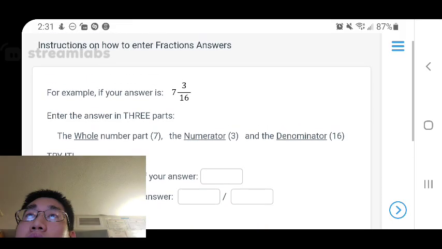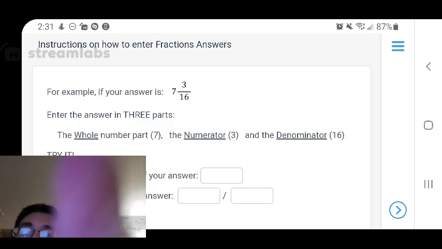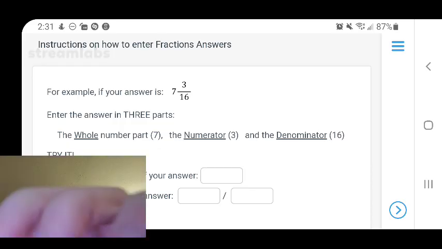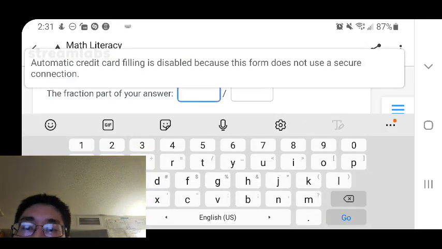Instructions on how to enter fraction answers. For example, if your answer is 7 3/16, enter the whole number part, 7. The fraction part of your answer is 3/16.